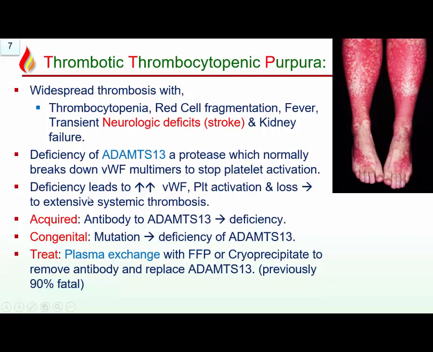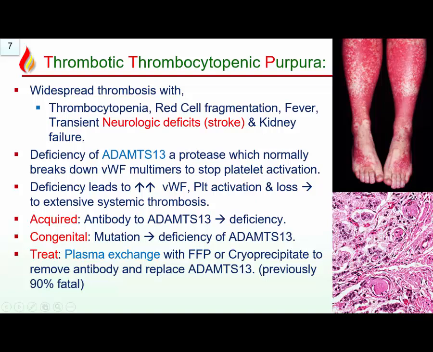ADAMTS13, a protease which normally breaks down von Willebrand factor multimers after the formation of thrombus to stop further activation. So remember, TTP is something like the opposite of von Willebrand disease, excess von Willebrand factor. The deficiency of this enzyme can be acquired, more common in autoimmune disorders, or congenital due to mutations. Plasma exchange to remove excess von Willebrand factor is now saving lives. Extensive widespread thrombus formation within the capillaries.